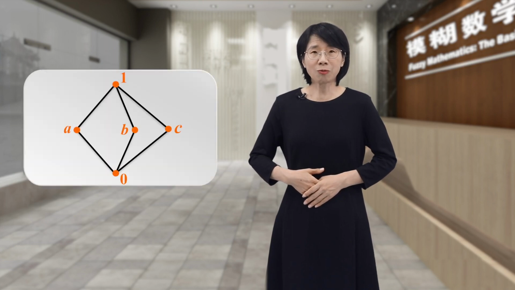There are 5 elements in the lattice. Let's check them one by one. First, the greatest element 1. Does it have a complement? Yes. Which one? 0, the least element.